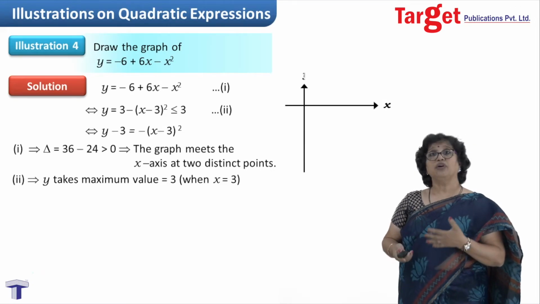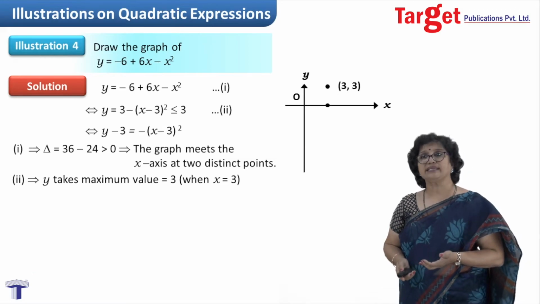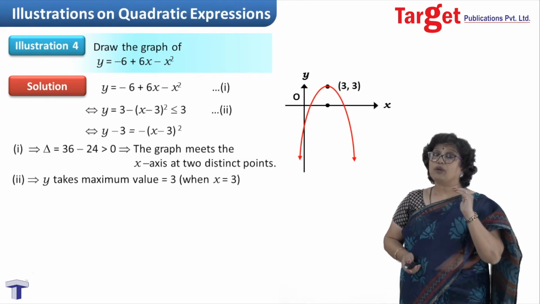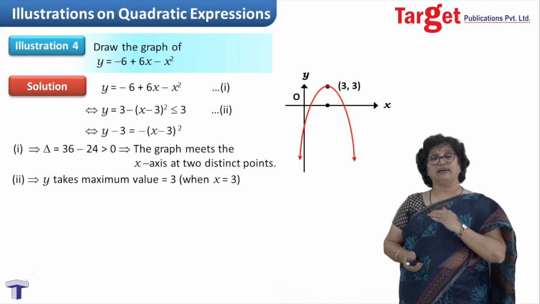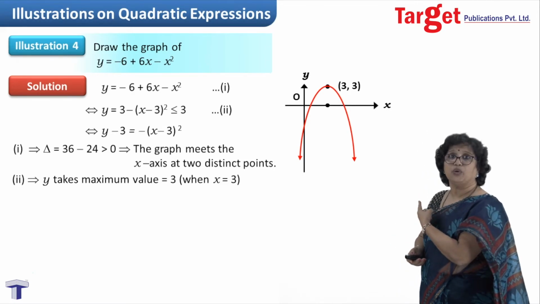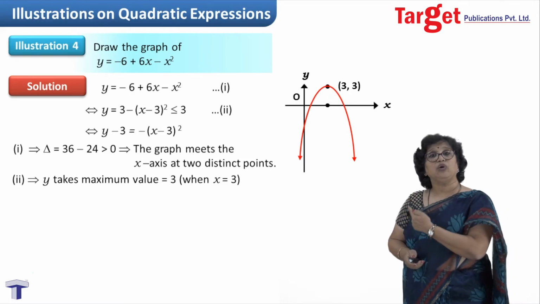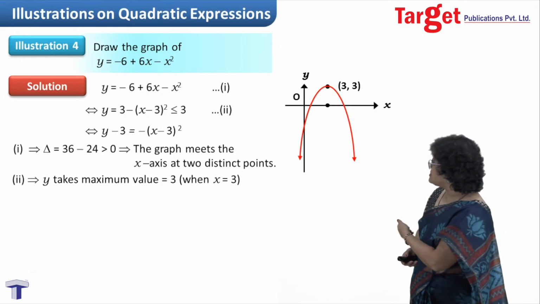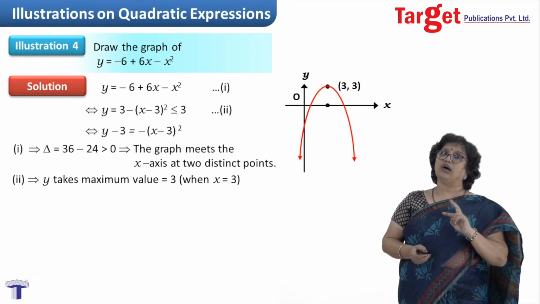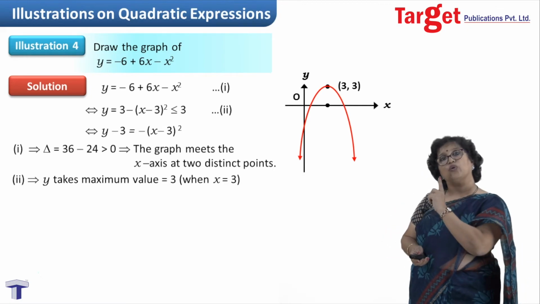Show the graph. Draw the x-axis, y-axis, and show the point (3, 3). That would be the point below which the graph would occur, and it would be a downward-opening curve. So something like this you are expecting y equal to minus 6 plus 6x minus x square would look like. Now, one curve was opening upwards, the other one is opening downwards.